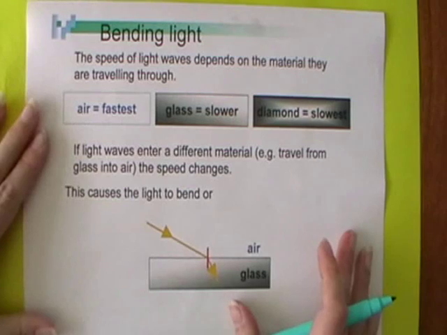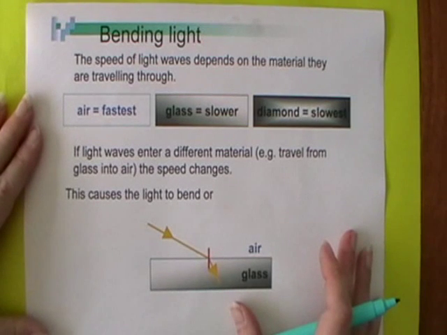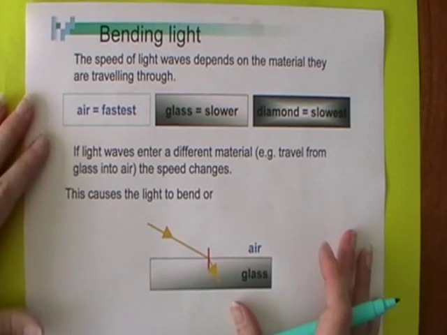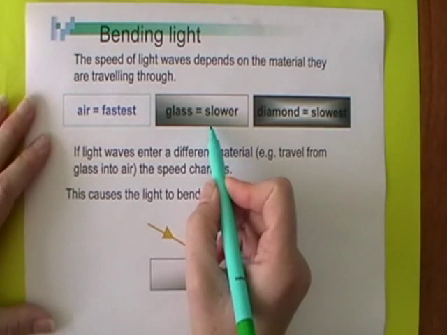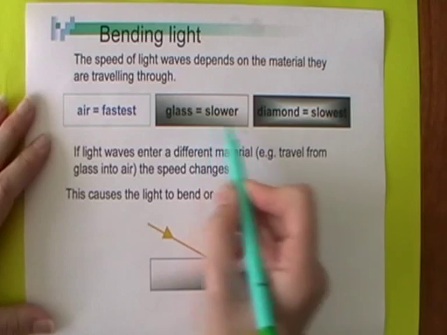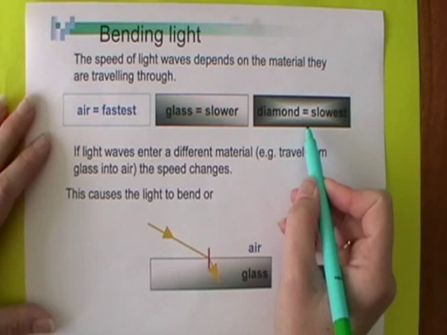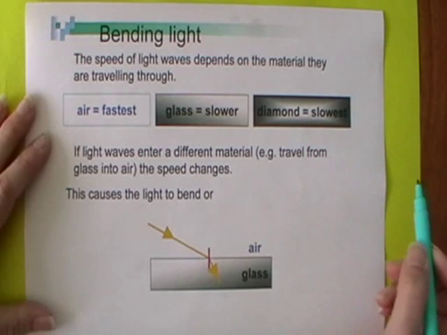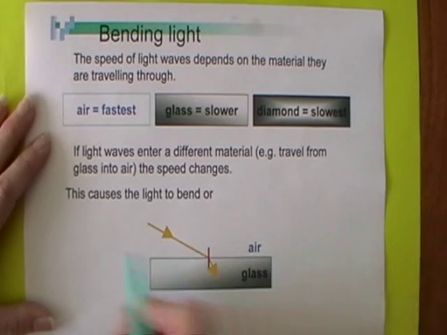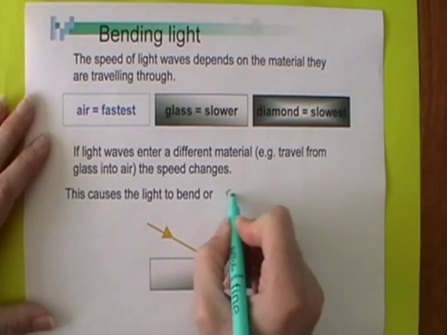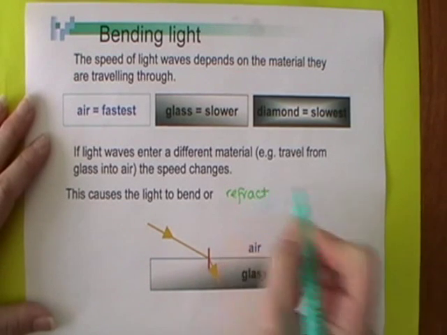And looking at different mediums that we could consider, the speed of light waves depends on the material they're travelling through. They travel through air fastest, and they slow down whenever they meet glass. And if we had diamond, we would find that the speed of light is even slower. If the light waves enter a different material, so they travel from glass into air, the speed changes. And this causes the light to bend or refract.